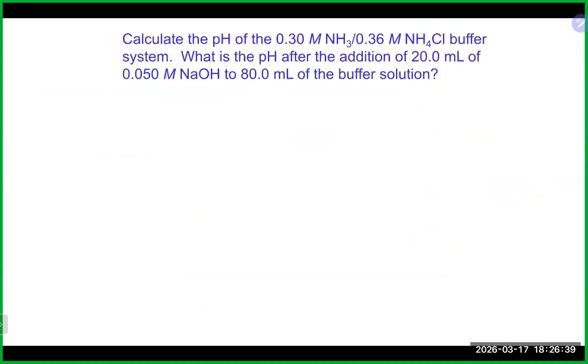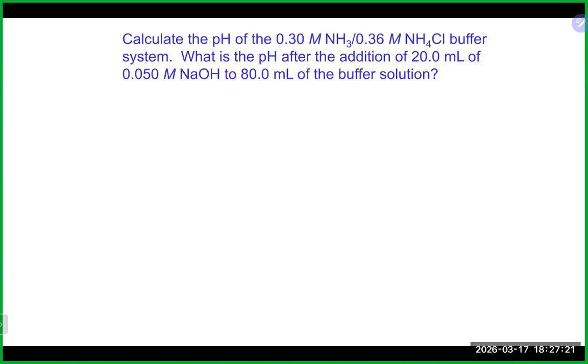Okay, all right. Well, why don't you give this one a go? Calculate the pH of a 0.3 molar ammonia and 0.36 molar ammonium chloride buffer system. What is the pH after addition of 20 mL of 0.05 molar sodium hydroxide to 80 mL of this buffer? So we're looking for the pH of the buffer by itself, and then the pH of the buffer after we add the sodium hydroxide to it. We are not keeping the volumes constant here, so you do have to take them into account in this case.